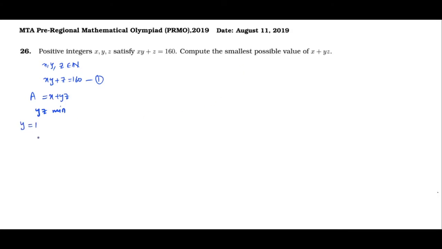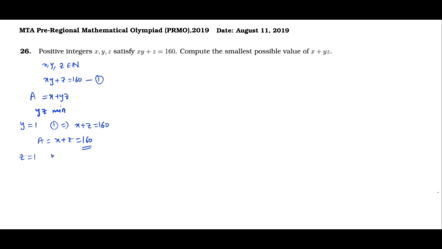Let's see what happens when y is equal to 1. If y is equal to 1, the first equation gives me x + z = 160. The value of a will become x + z, which is already 160. So here the value of a is 160.